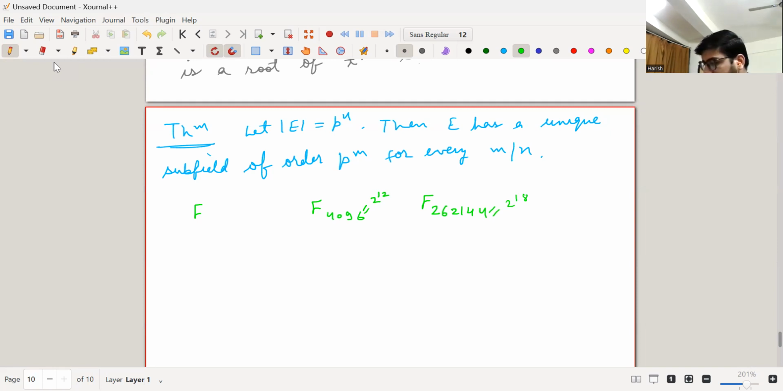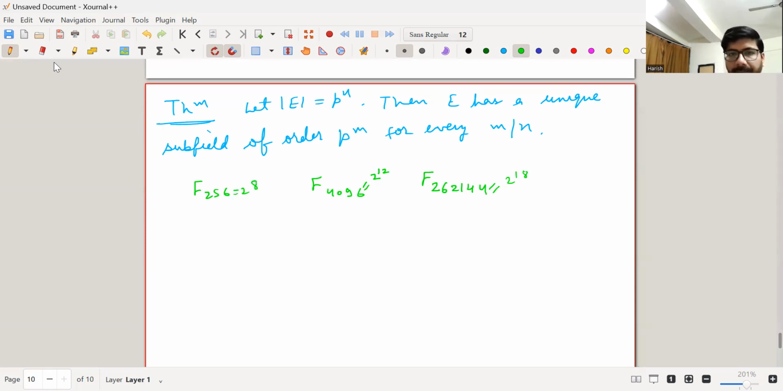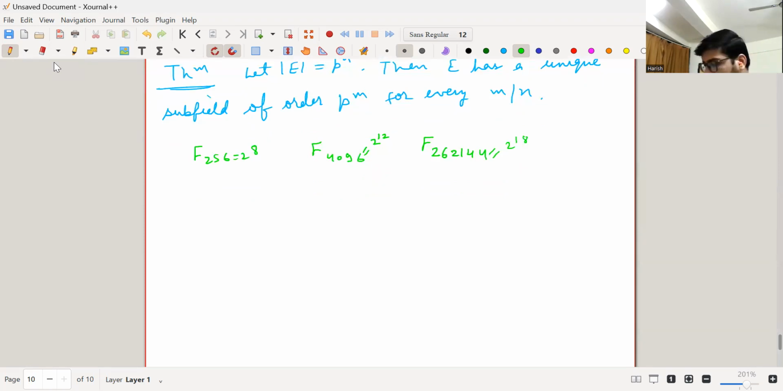And then 256 you have here. So what power is this? This is 2 raised to 8. So by this theorem, if we consider F16, which is 2 raised to 4, can you tell which of the fields have this field as a subfield?